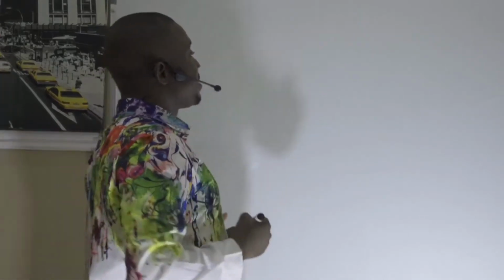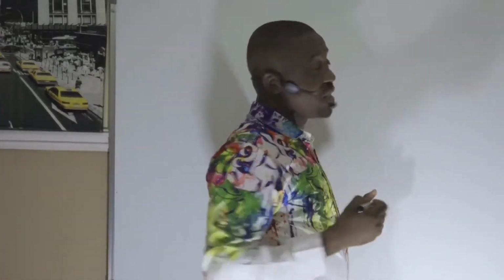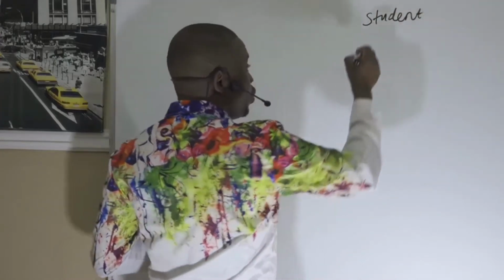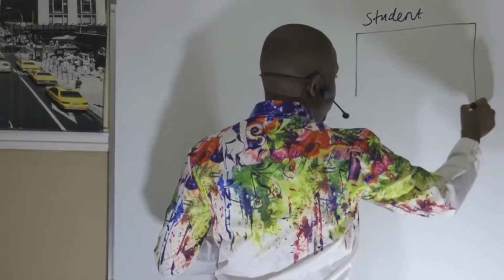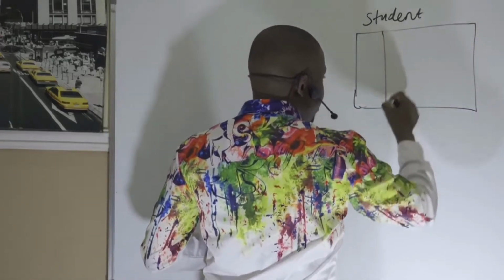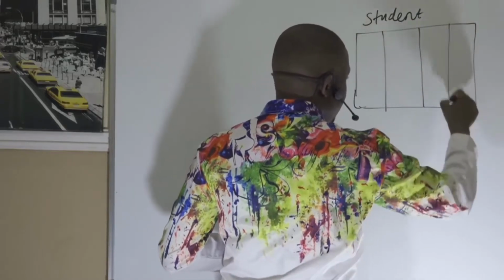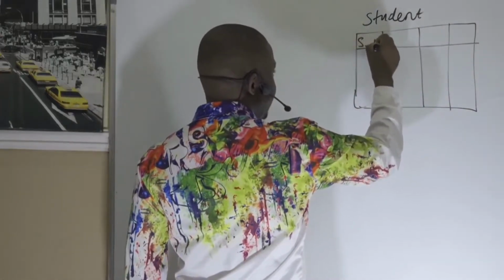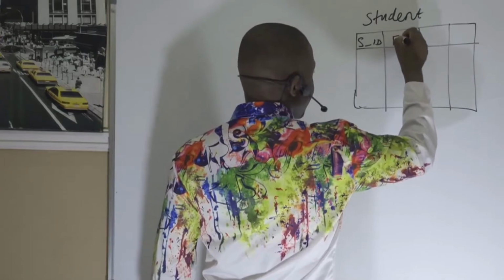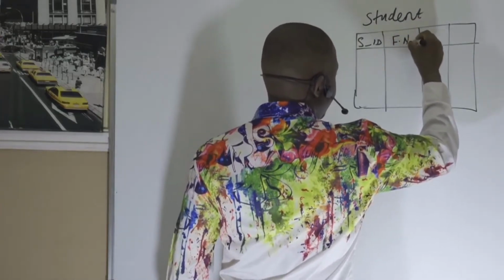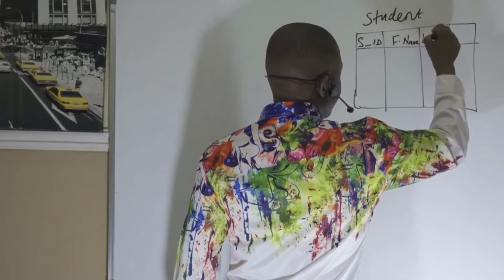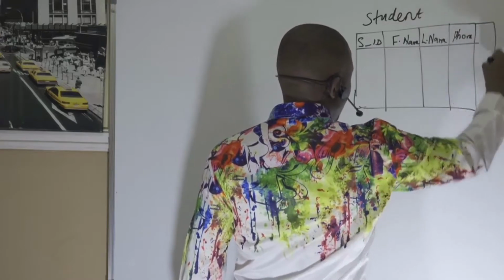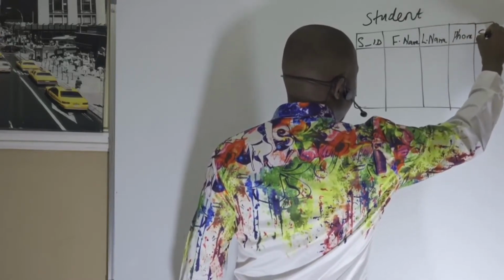In MySQL, for instance, if you want to create a student table, this is student. You have to first of all define the table. You give the necessary information. For instance, you tell the system that this will be the student ID, this here will be the first name of the student, here the last name, here the phone number of the student, and the email of the student.